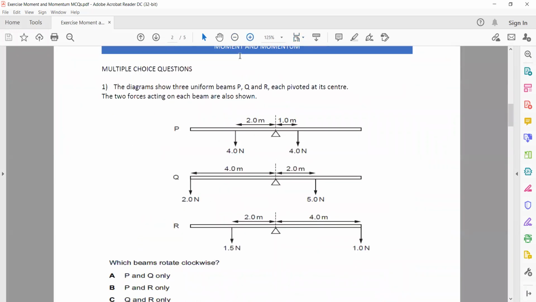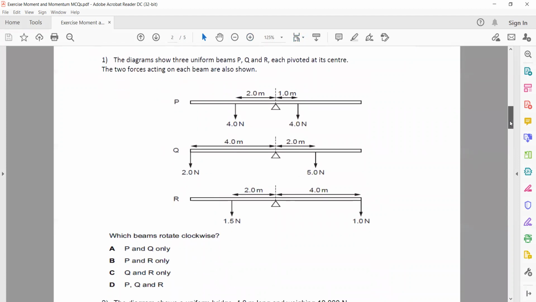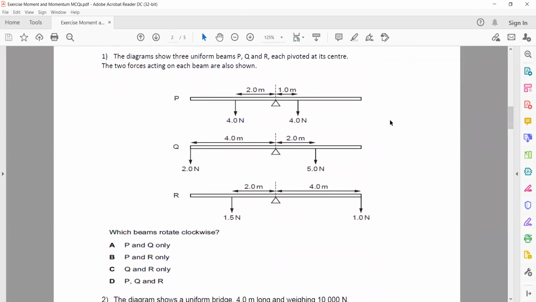In the first MCQ, the diagram shows three uniform beams P, Q and R, each pivoted at the center. Two forces act on each beam as shown. Which beam will rotate clockwise? Basically, which beam has a greater clockwise rotation? When we check P, this 4 Newton force will cause a clockwise turn. The 4 Newton force on the left hand side will cause an anti-clockwise turn.